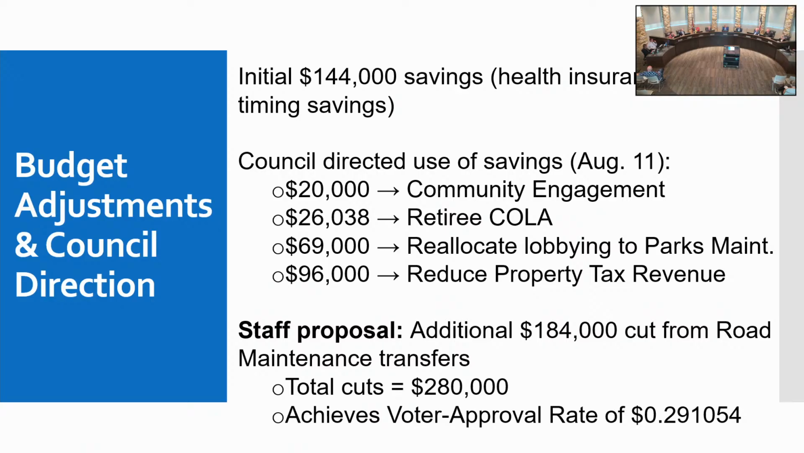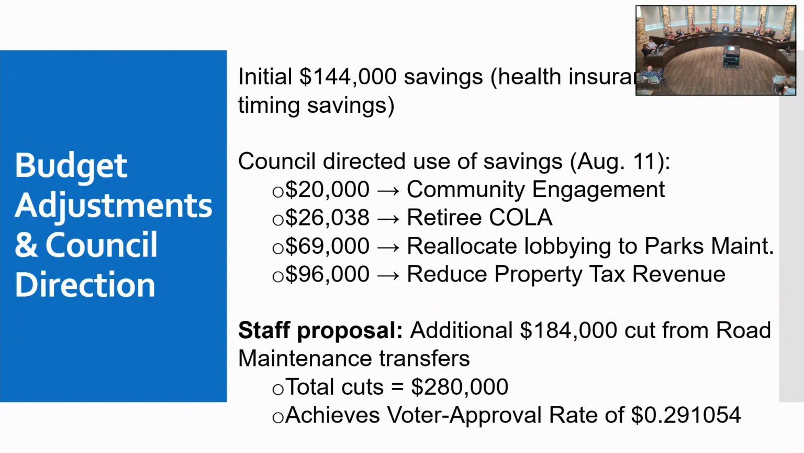So just some history, we had some budget adjustments by city council. Some good news, we had $144,000 in savings just due to the health insurance decrease. Thank you, Lee, again, and the broker for working on that. And then the timing of the Texas Municipal Retirement System changes is actually going to be January instead of October, so that gave us some savings. Then we had some council directed use last week, Monday. So you decided to send $20,000 to community engagement, $26,000 to the retiree COLA for folks that have already retired and get a City of Fate retiree check from TMRS.